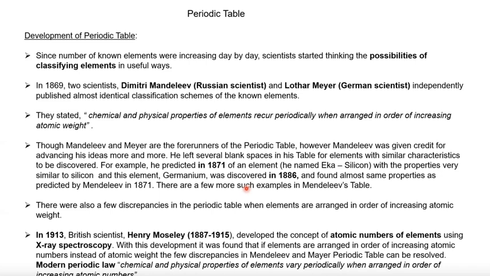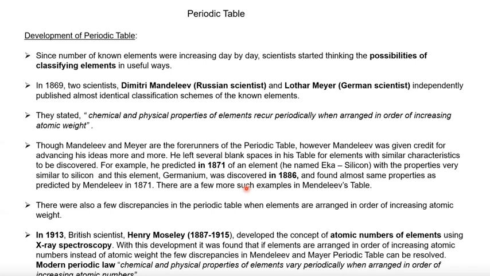So in 1871 he predicted an element. He named it Eka-silicon. And then when scientists discovered germanium, they found almost exactly the same properties that Mendeleev predicted. So in Mendeleev's periodic table, there were some vacant spaces, and later such elements were discovered.